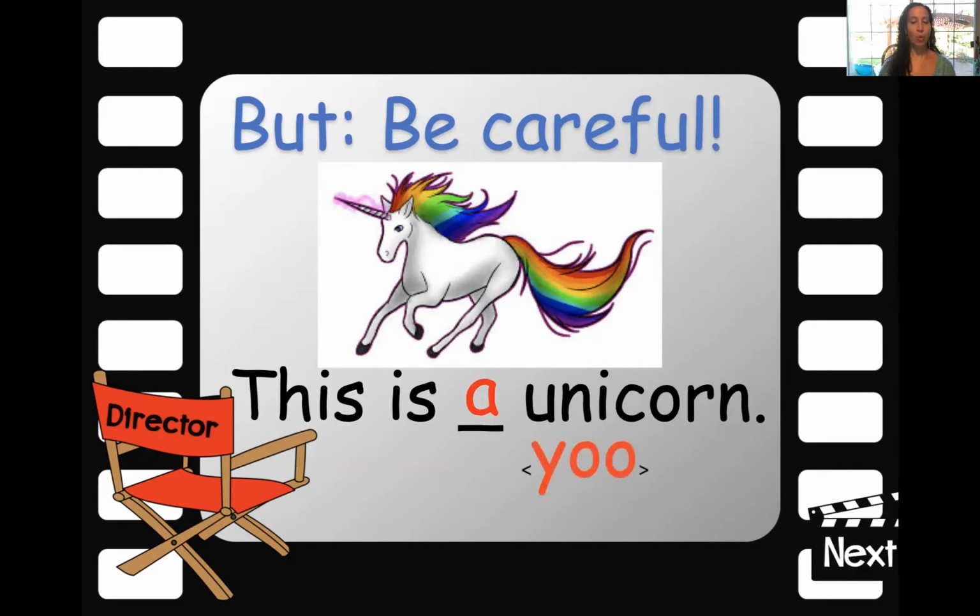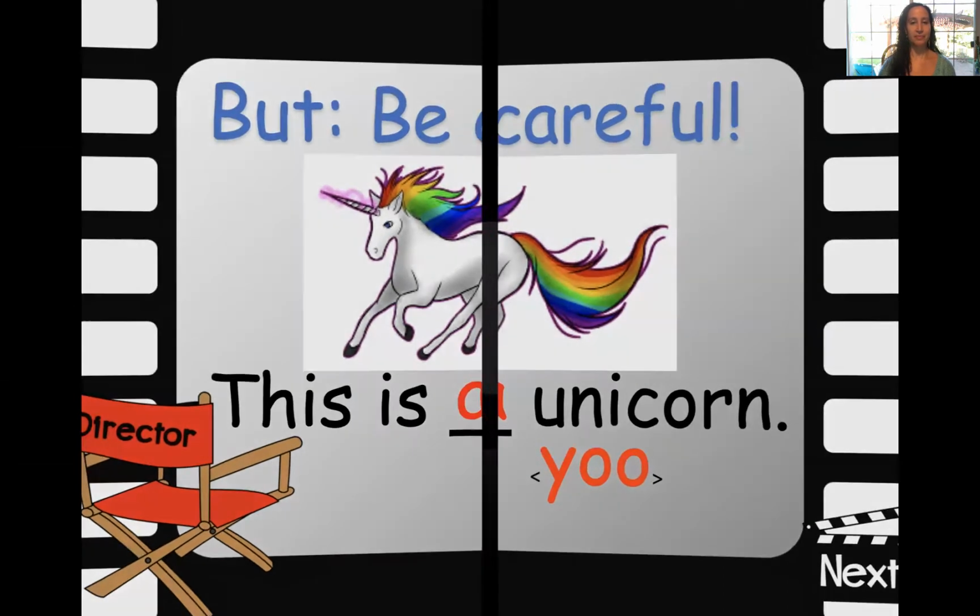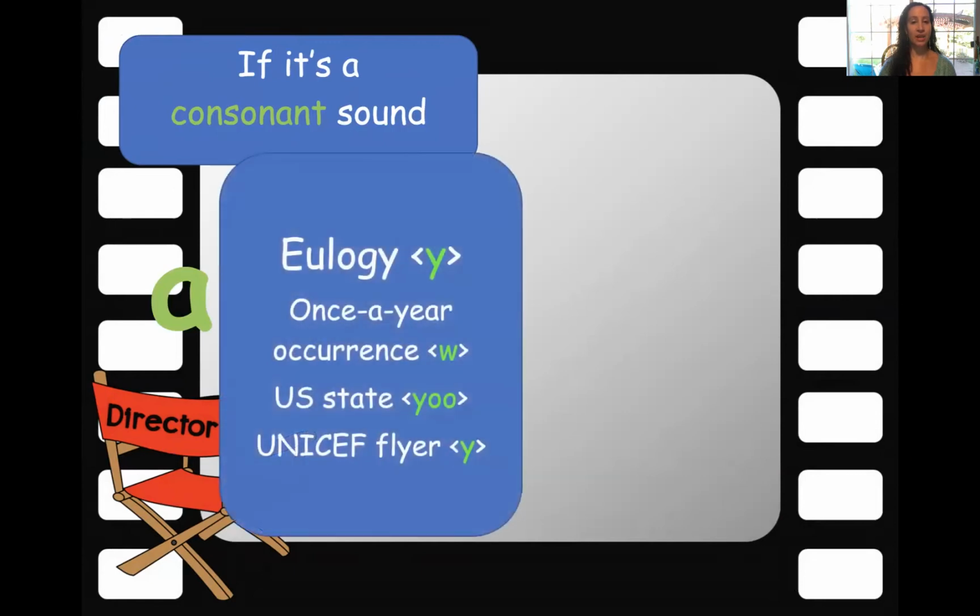Because it has a Y sound. So if it has a Y sound, Y is a consonant. Even though unicorn is spelled with a vowel, it sounds like a consonant because it has a Y sound. If it's a consonant sound, like unicorn, we use a. For example, a eulogy has a Y sound.